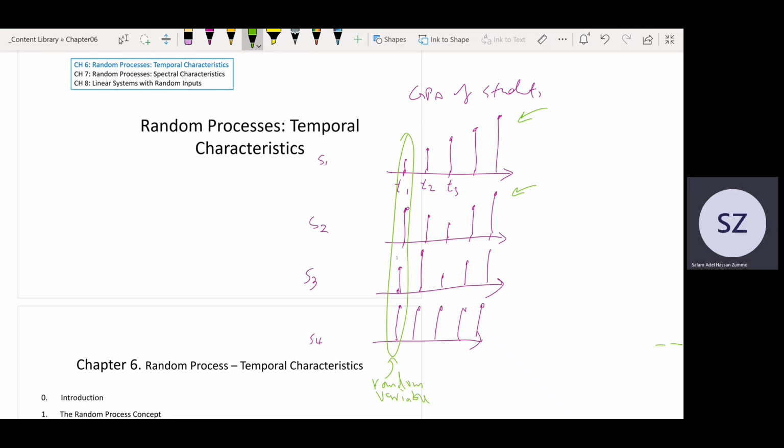And this will look like another random variable. If I use another color, these two will look like another random variable, and so on.